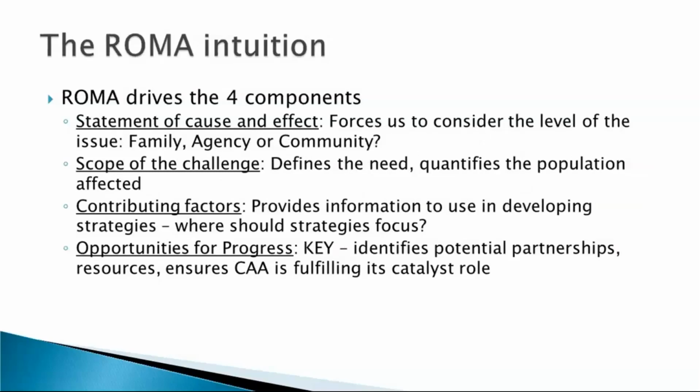So let me just tell you a little bit about the intuition from ROMA that we used to come up with these components. And then I'll finish by just sort of talking about a sample narrative so you can see what they look like in action. So the statement of cause and effect is really critical to get us thinking about what's the level of the issue. Is it family, agency, or community? Think back to ROMA training that you may have provided or that you may have received. One of the most important things that we can do when we identify a need in the community is identify what kind of need it is. And so that causal statement is where we do that.